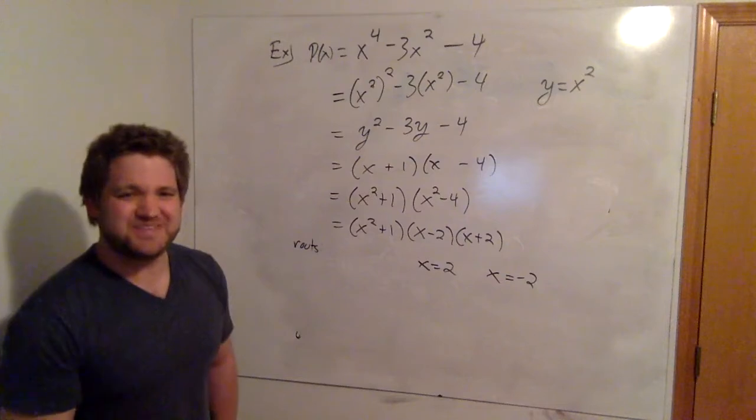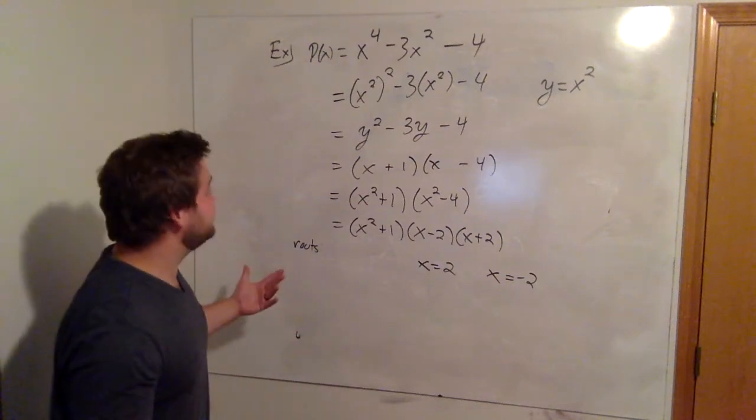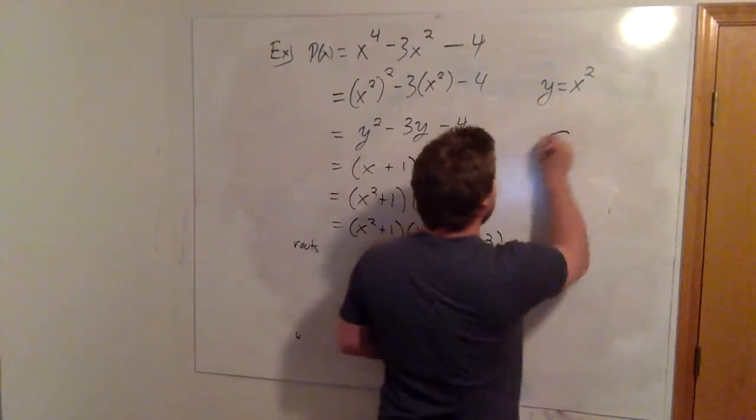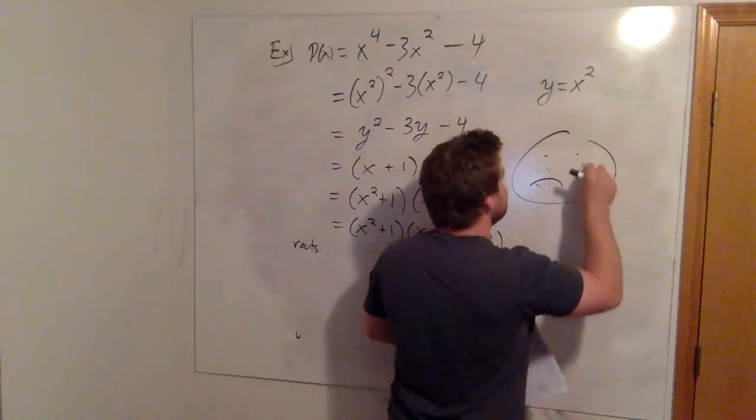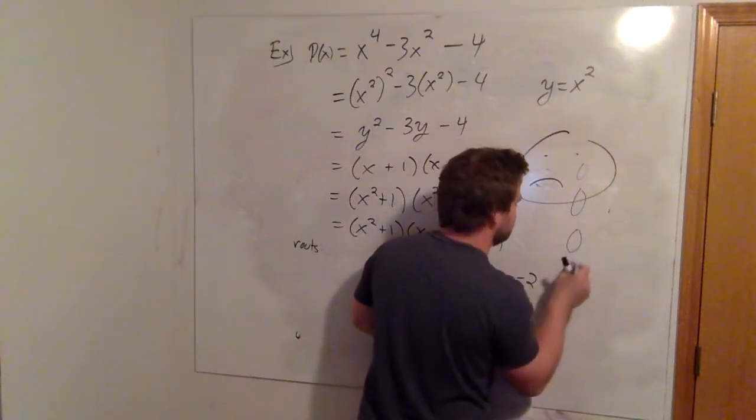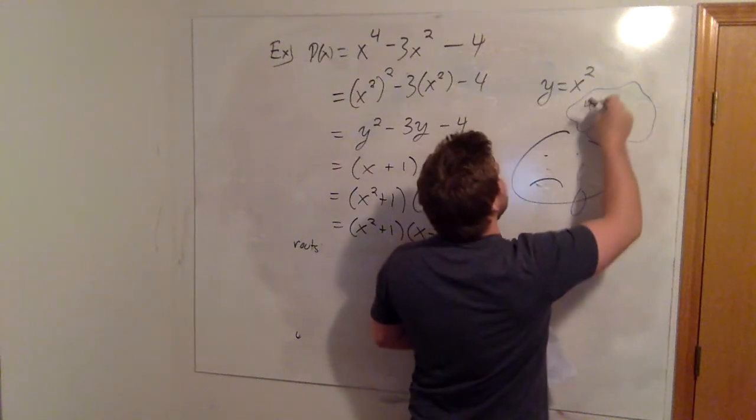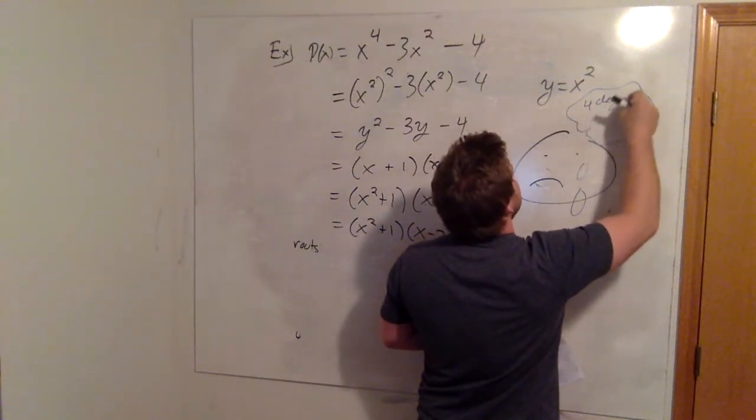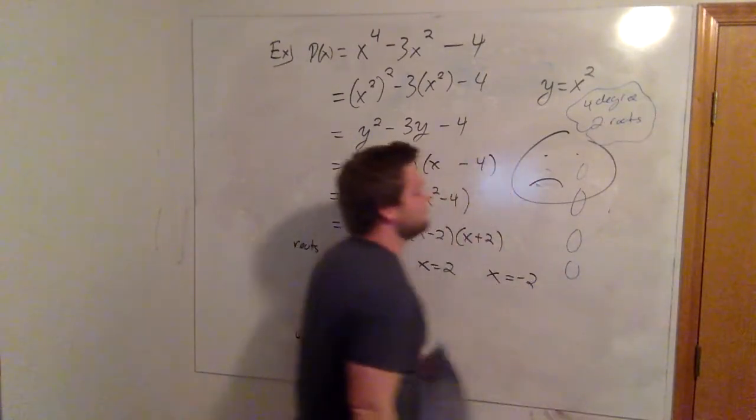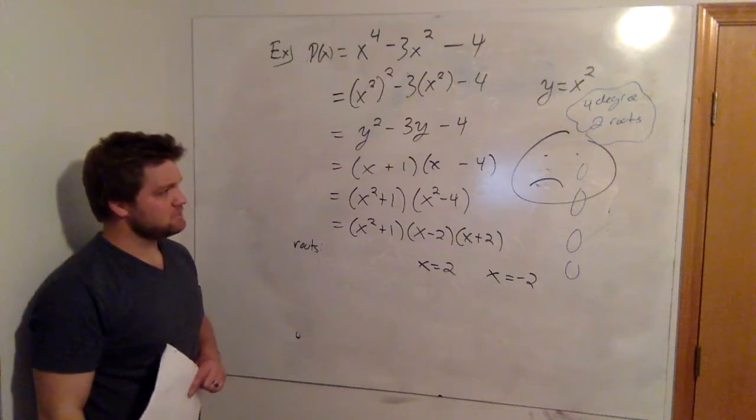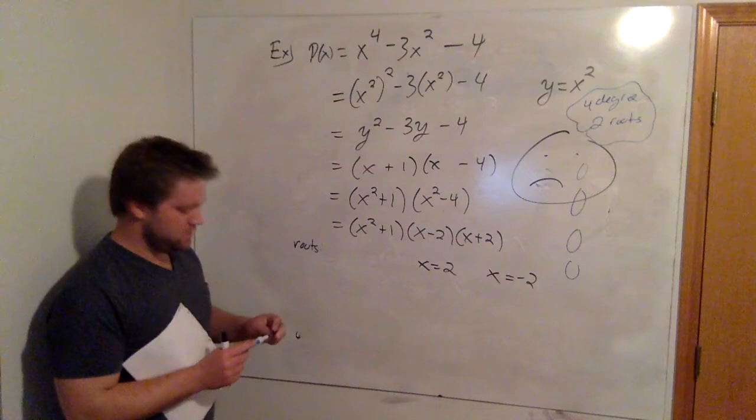But this makes us so sad. We have a fourth degree polynomial and only 2 roots. But this is okay, though. Wait a minute.